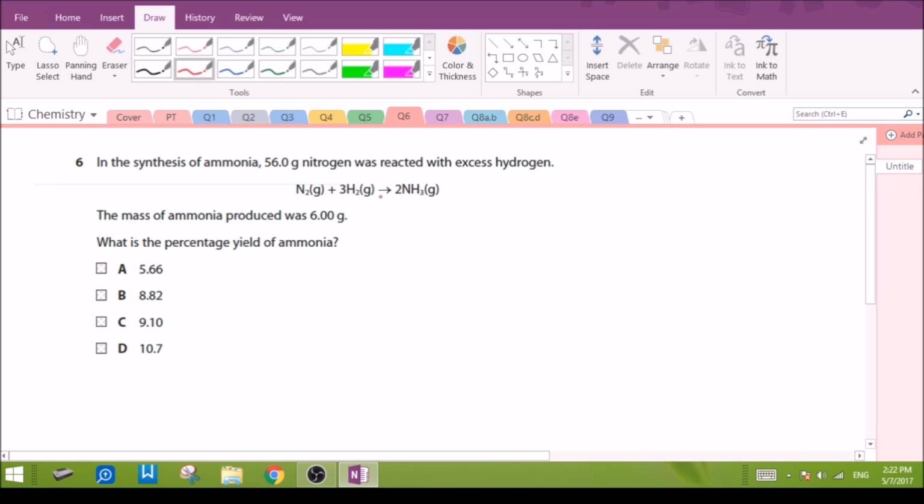Number 6, in the synthesis of ammonia, we use 56 grams of nitrogen and we obtain 6 grams of ammonia. This is the products, right? What is the percentage yield? Let us find out the moles of nitrogen that was involved in the reaction.